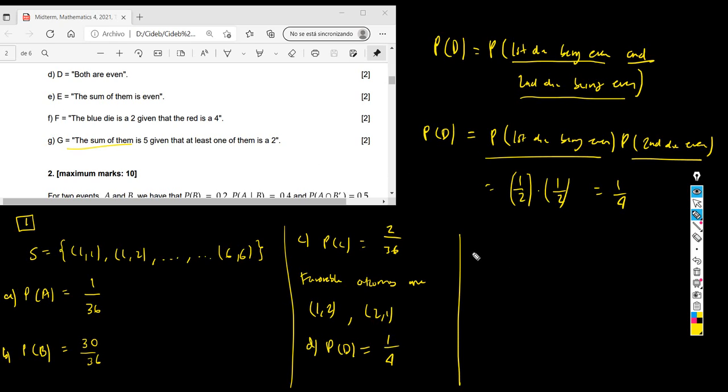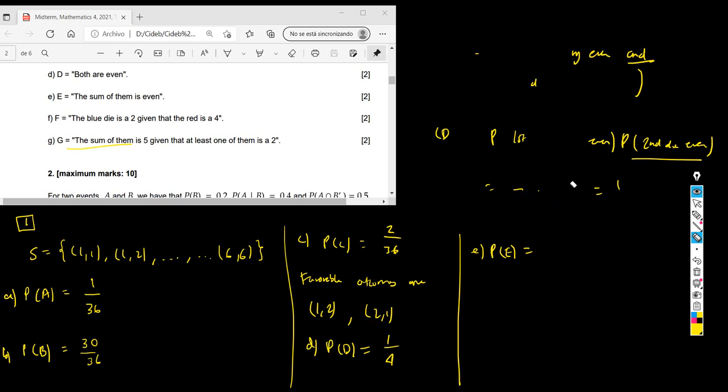E, the probability of the event E, which is that their sum is even. Okay, in this case, what you can do is this. You can realize, let me erase this quickly.